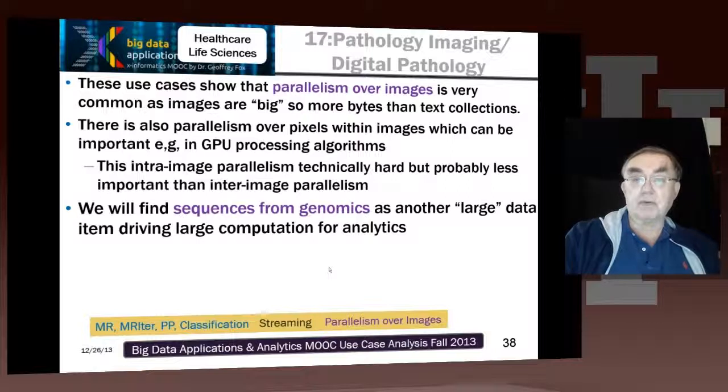Notice we have parallelism over images and parallelism over pixels within images, so inter-image and intra-image are examples. The intra-image case is actually being studied more fully than inter-image, but it may not be as important, even though it's technically very interesting and actually pretty hard. Another example of a non-text thing, which will come later in this group of use cases, is genomics, where we get sequences which also can produce huge amounts of data, much larger than typical text data sets.